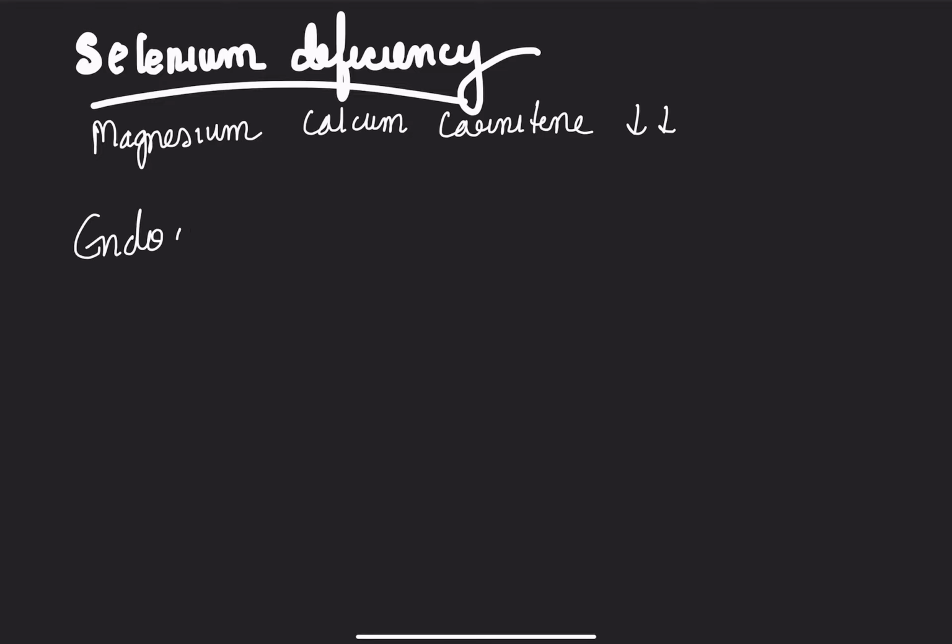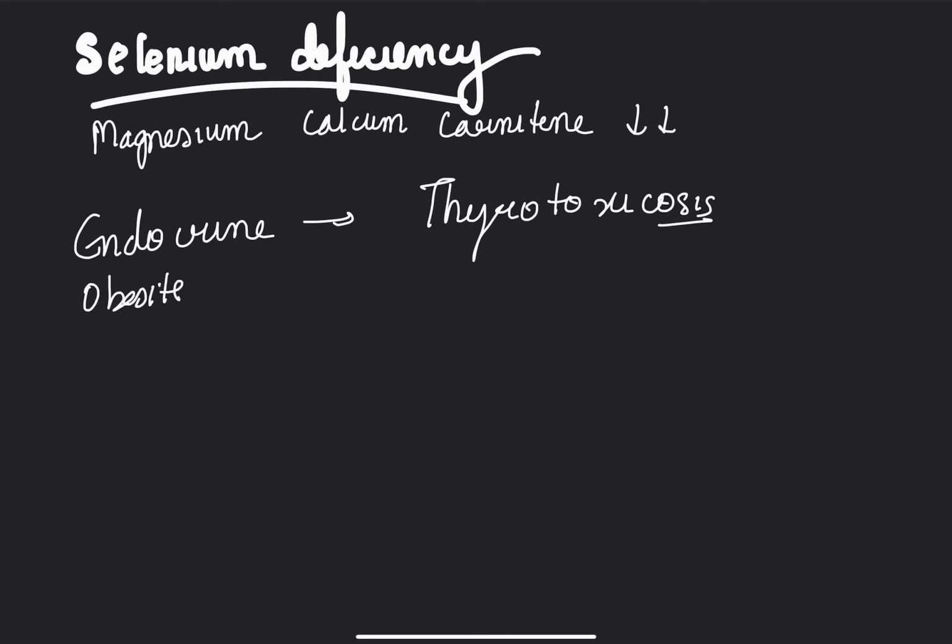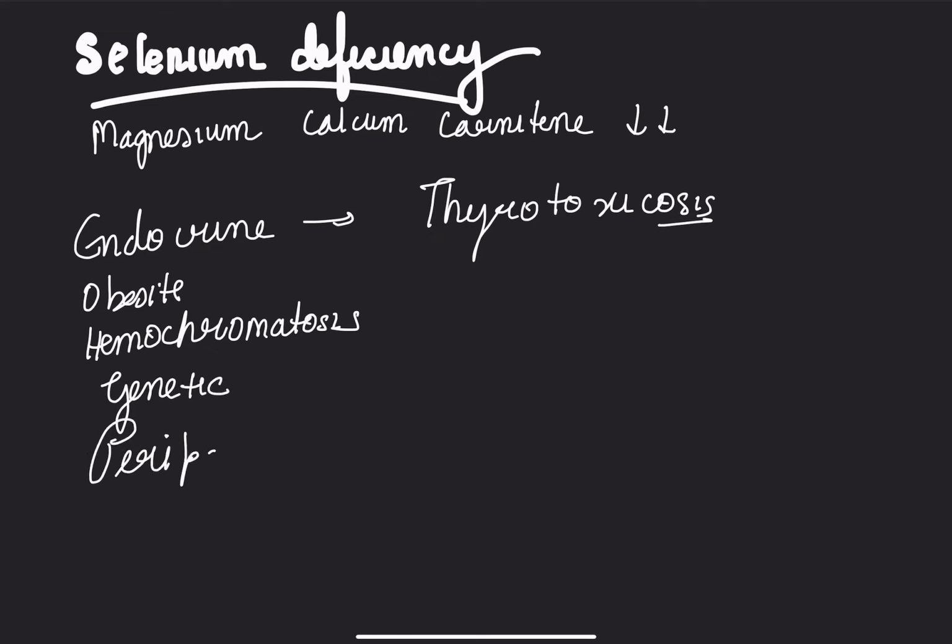Endocrine causes can also be there, like if somebody has thyrotoxicosis, they can have dilated cardiomyopathies. Obese people are more prone to having cardiomyopathies. Hemochromatosis, which is deposition of iron in the ventricles. So hemochromatosis can also cause dilated cardiomyopathy. Genetic causes can be there. And then we also have very important peripartum cardiomyopathy.